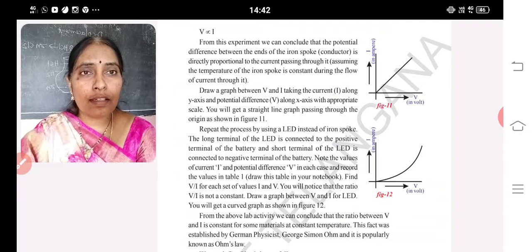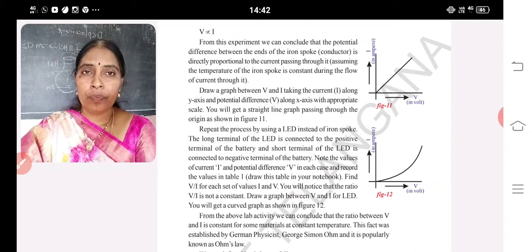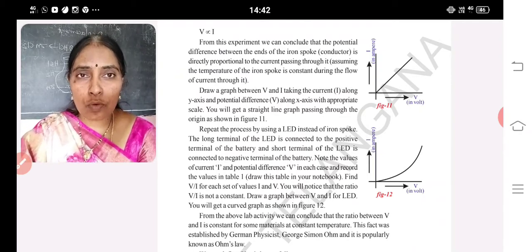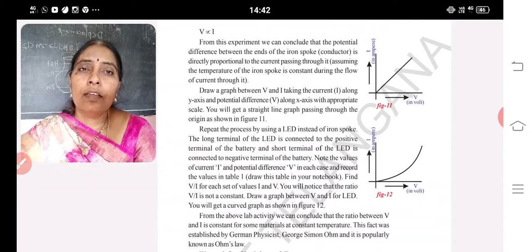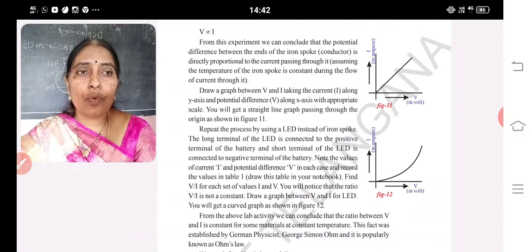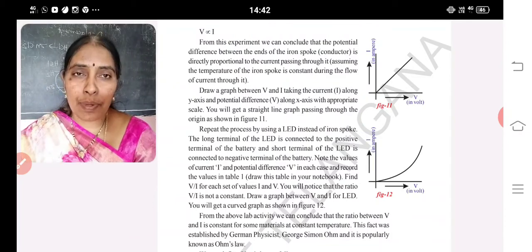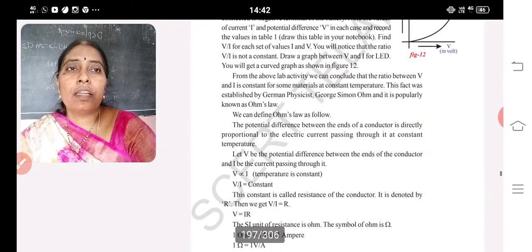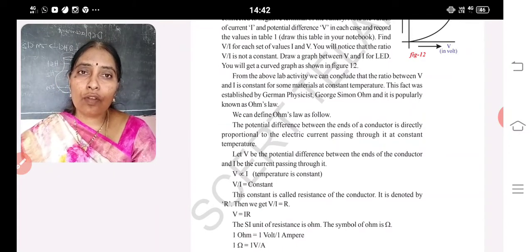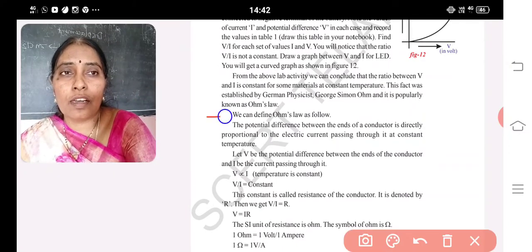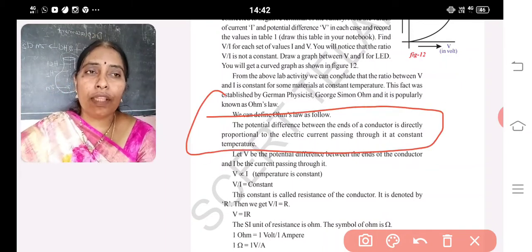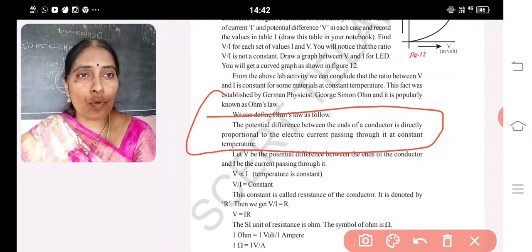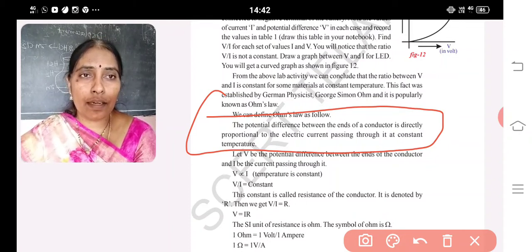What are ohmic conductors? The conductors which obey Ohm's law are called ohmic conductors, and the conductors which do not obey Ohm's law are called non-ohmic conductors. What is Ohm's law? Potential difference is directly proportional to electric current at a constant temperature, and this is known as Ohm's law. See, here it is the potential difference between the ends of the conductor. This is the most important law. The potential difference between the ends of the conductor is directly proportional to the electric current at a constant temperature.